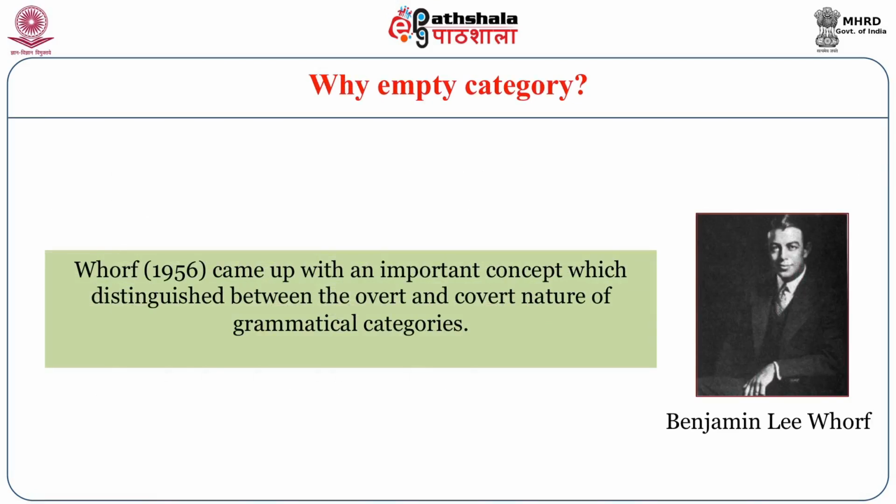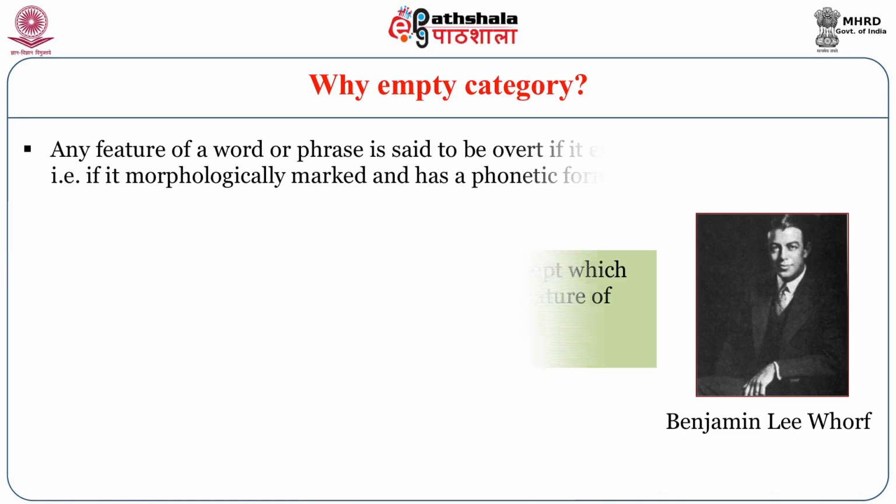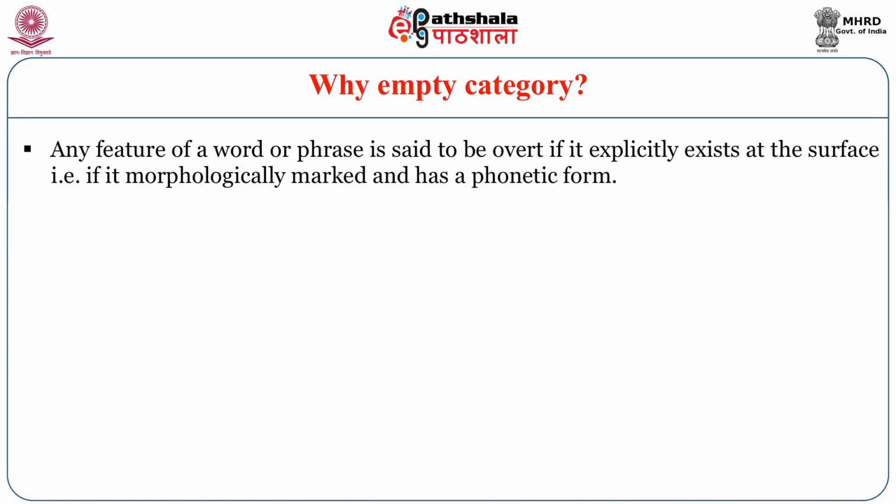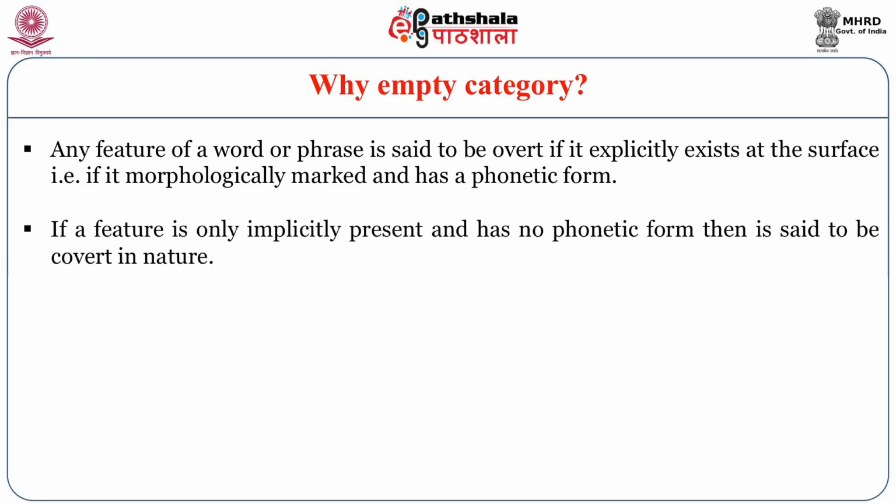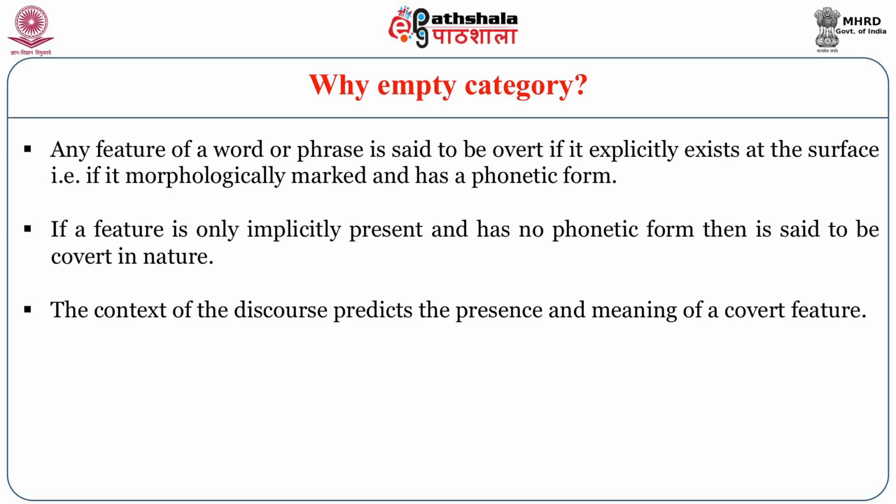Why empty category? Whorf in 1956 came up with an important concept which distinguished between the overt and covert nature of grammatical categories. Any feature of a word or phrase is said to be overt if it explicitly exists at the surface, for example, if it is morphologically marked and has a phonetic form. If a feature is only implicitly present and has no phonetic form, then it is said to be covert in nature. The context of the discourse predicts the presence and meaning of a covert feature.